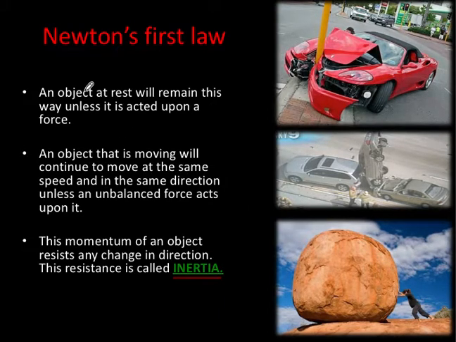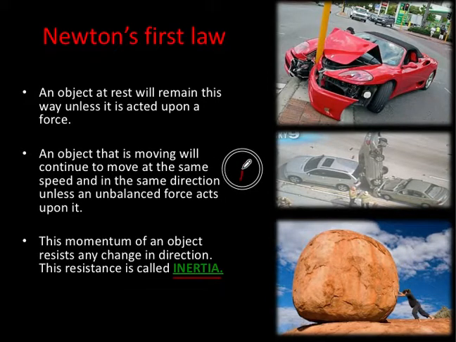The law explains that an object at rest will remain this way unless it's acted upon by an external force. For example, if you've just got a pencil sitting on your desk, it's going to stay sitting on that desk unless an external force applies a force on it to move it. Otherwise, it will remain at rest. Similarly, an object that is moving will continue to move at the same speed and in the same direction unless an unbalanced force acts upon it.